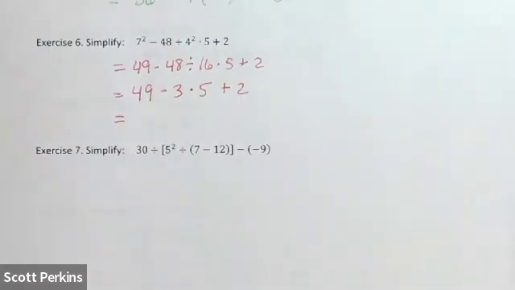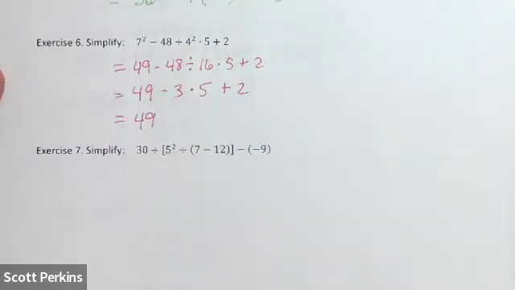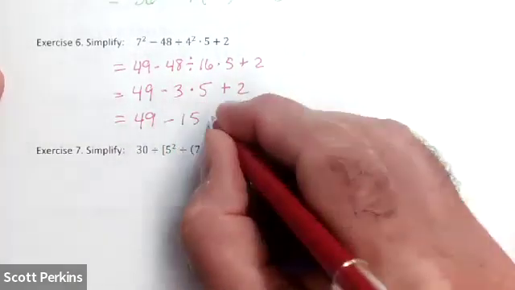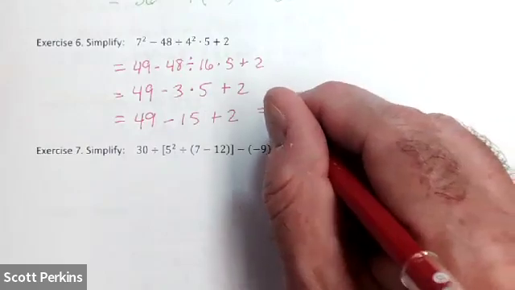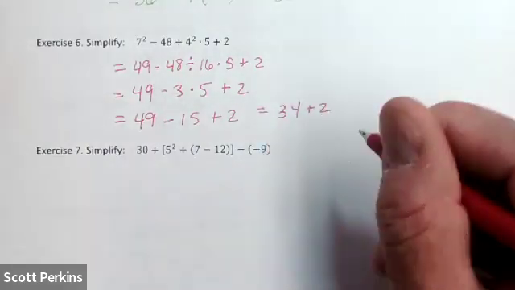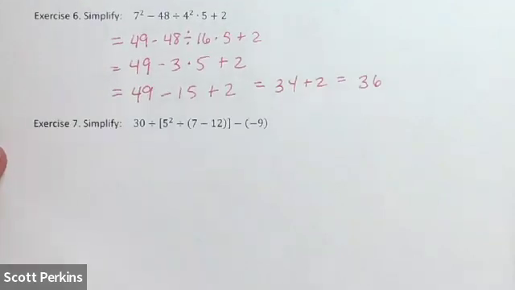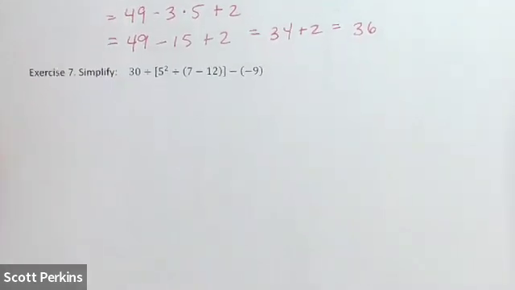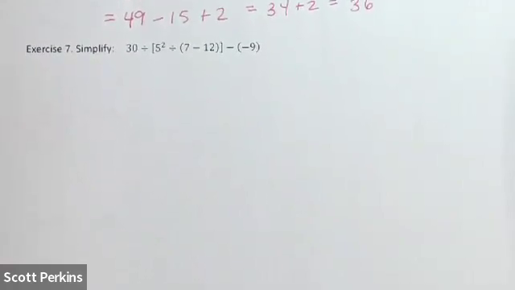So I did the division. I've got multiplication, so that's negative 3 times 5. Negative 3 times 5 is negative 15. 49 minus 15 is going to be 34. And then 34 plus 2 is equal to 36. There we go, there's my result. If you've got a question, ask it. If not, we're going to end our order of operations presentation here with exercise 7.